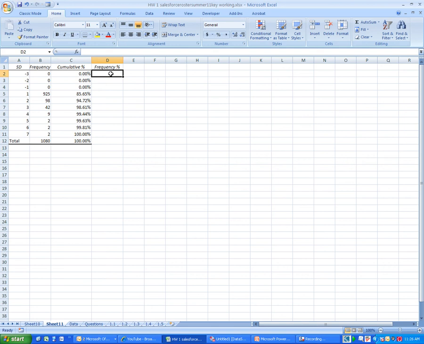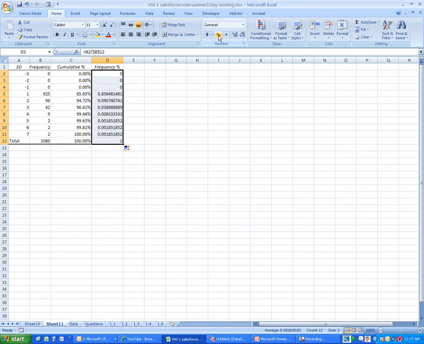Now the frequency here obviously is just this number divided by the total and then expressed as a percent. So we're going to do this, put our equal sign, grab that first figure, divide it by the total. Now if you remember, the total needs to stay the same for every equation. So we're going to click in front of the B in B12, press F4, and hit enter. Obviously we know that's 0. And just drag this down. And there are our frequency percentages.